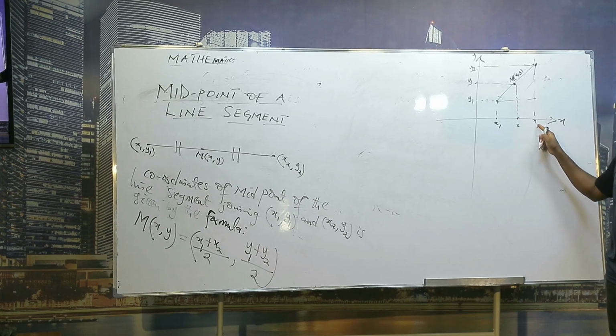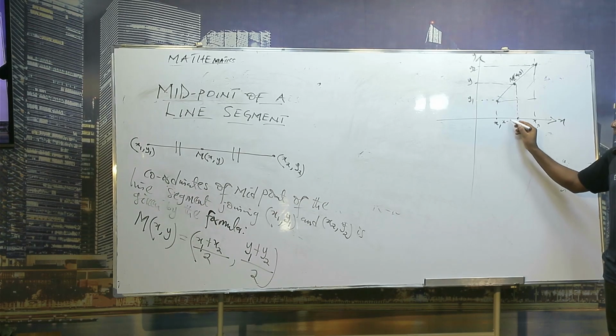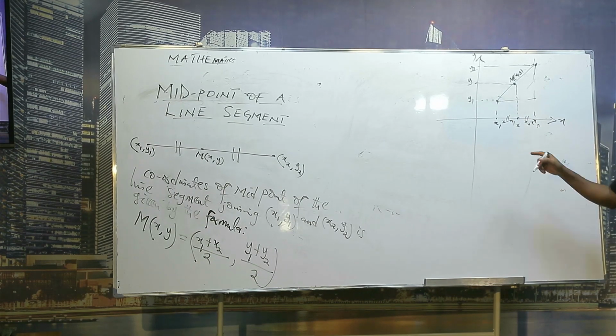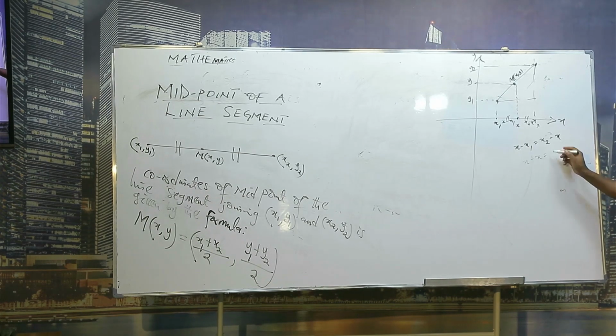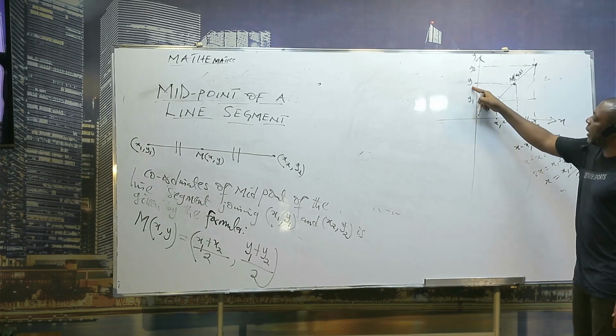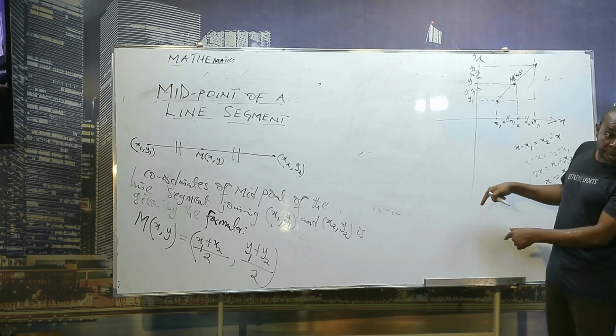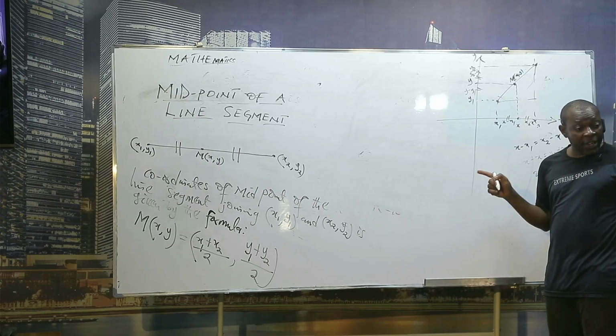Class, X2 and X1, who is bigger? X2. So here is X minus X1, and here will be X2 minus X. Since here is equal to here, equate both of them. X minus X1 will be equal to X2 minus X. Collect: X plus X, 2X, will give me X1 plus X2. X becomes X1 plus X2 divided by 2. Similarly, you get the same thing for Y minus Y1 equals Y2 minus Y, and you come to get that. I think it's clear. Copy that.